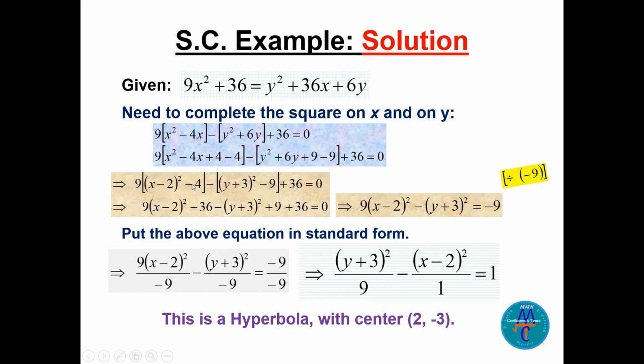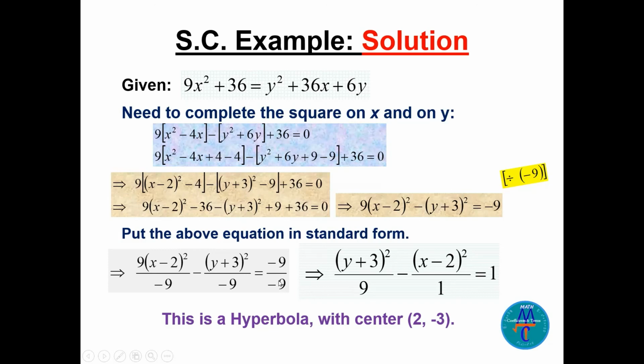Now you distribute the 9 here, and you distribute the minus there. Minus with the minus 9 becomes plus 9. Now you cancel minus 36 and plus 36. Take 9 to the other side, becomes minus 9. That's a little trick. You have to be careful here. You have to divide by minus 9 on both sides, like this. You see, I put it in detail. 9 times x minus 2 squared divided by minus 9, y plus 3 squared divided by minus 9, minus 9 divided by minus 9, because we have to rearrange it.